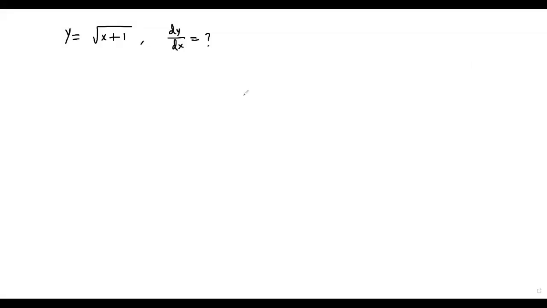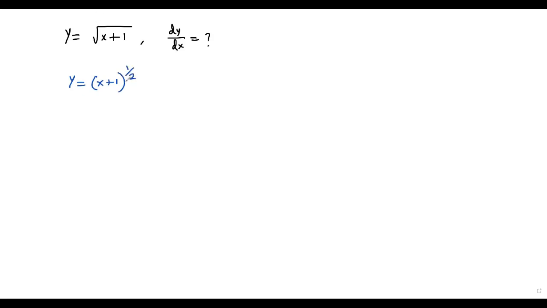Here we have a problem on derivative. That is, we have to find the derivative of y equals square root of x plus 1 with respect to x. Before we find the derivative, our first step is to write the square root as an exponent. So how can I write the square root as an exponent? It's very simple. Whenever I want to write a square root as an exponent, the exponent will be 1/2.